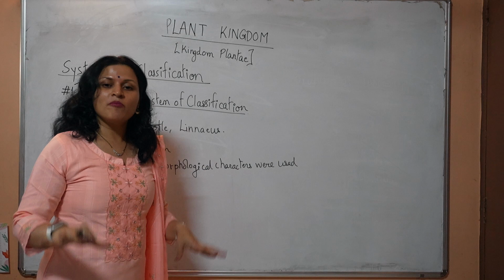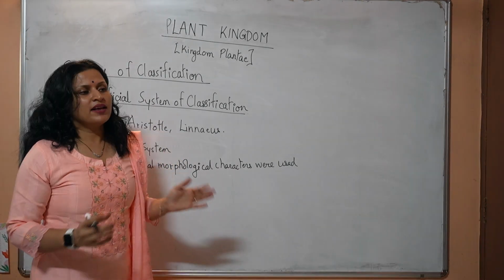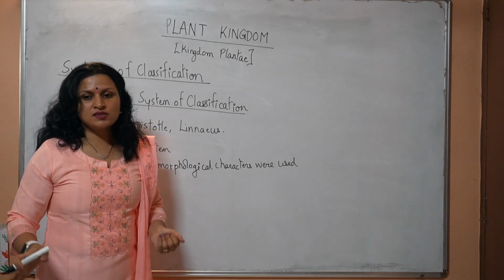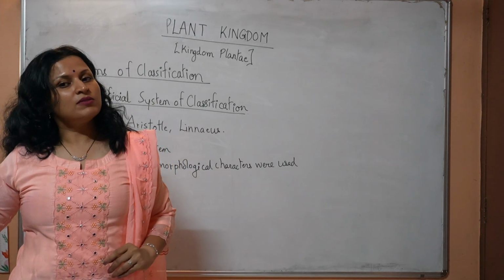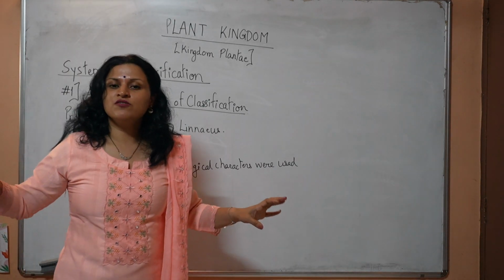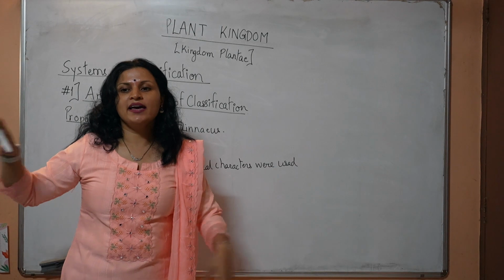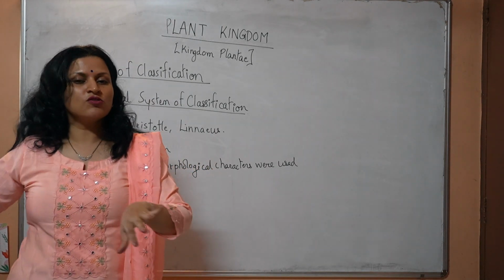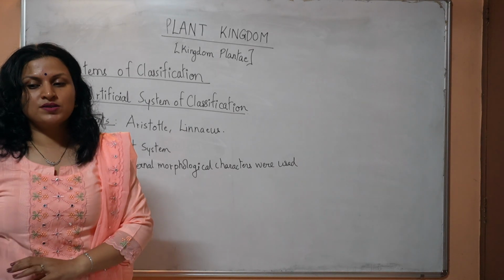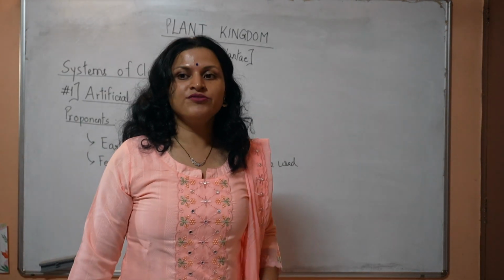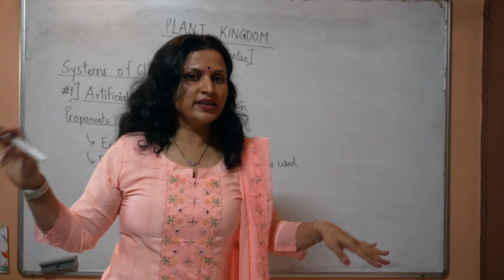But there are some drawbacks of this system. For example, there are many genera whose species may be of different heights. One may be a herb, one may be a shrub, one may be a tree. But just on the basis of their external morphological character, Aristotle would have separated these closely related species and placed them with other similar heighted counterparts. So this became the drawback of using only external morphological characteristics.